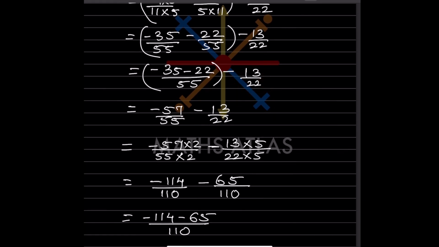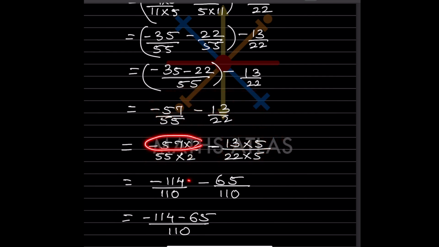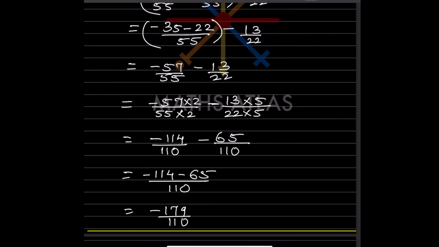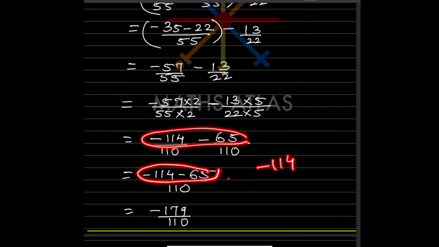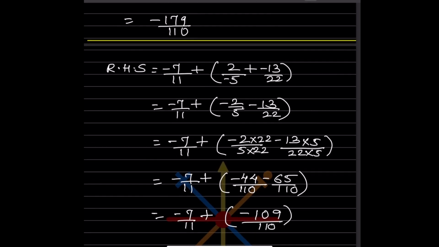This is the same. So now what will you do here? 22 times 5 is 110 and this also is going to be 110. So this will be minus 114 by 110 minus 65 by 110. So that will be minus 114 minus 65. So this will be minus 179 by 110. This is the answer.